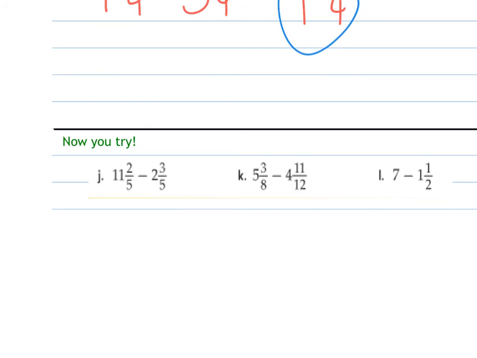All right, here are some for you to try on your own or follow along and copy them down and pause and try them on your own when you're comfortable.